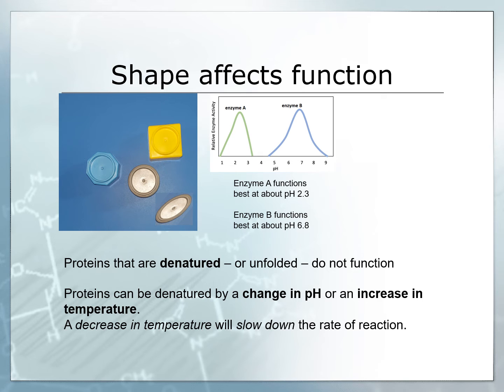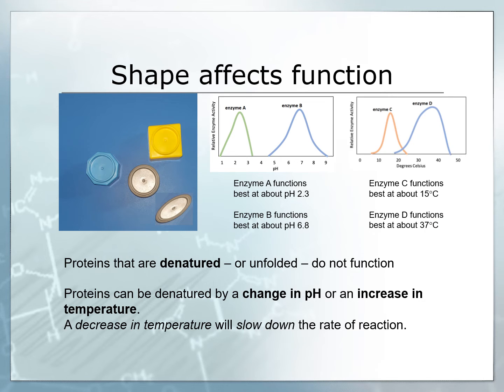Enzyme A functions best at about pH 2.3. You see that function decreases as the pH changes. Enzyme B functions best at a different pH. Temperature also affects proteins. Enzyme C functions best at about 15 degrees Celsius, while enzyme D functions best at about 37 degrees Celsius. Perhaps enzyme C is in a bacterium that likes it slightly chilly, while enzyme D is in a human body.